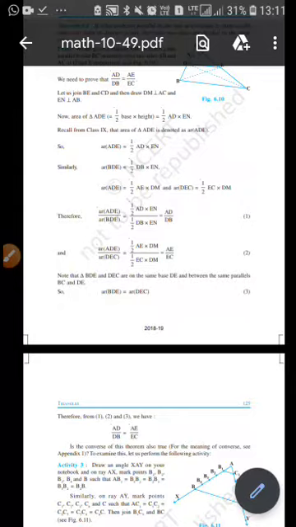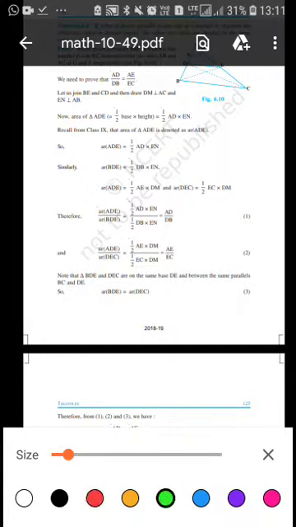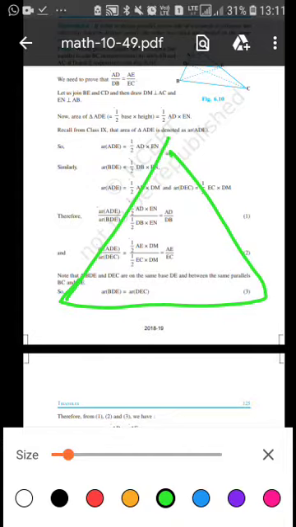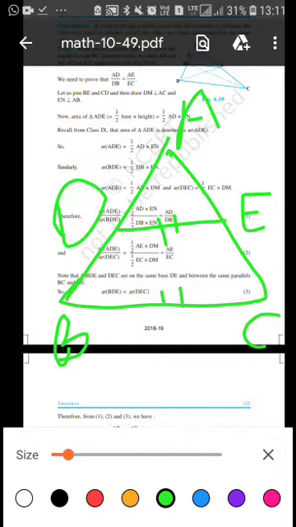Before starting the new theorems or questions, let's understand the theorem with an example. Suppose there is a triangle. Name it A, B, C, and there is a line DE which is parallel to BC. DE is parallel to BC, okay.